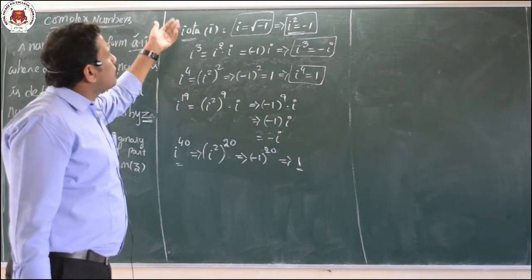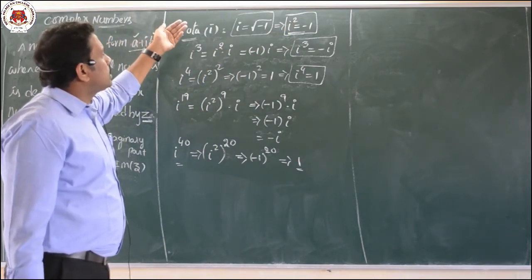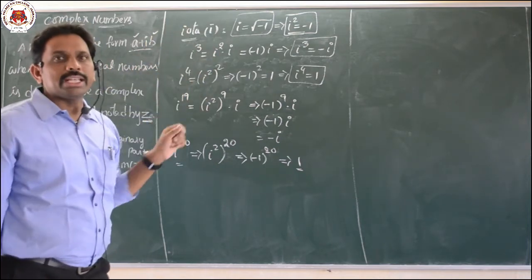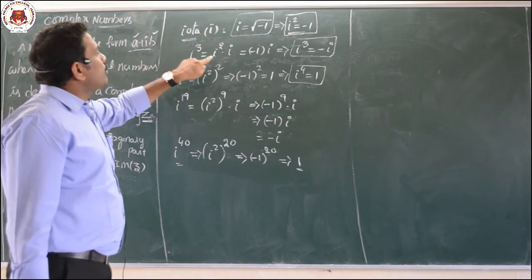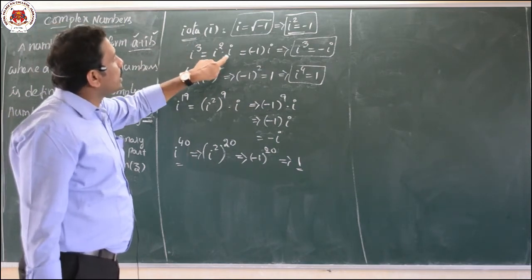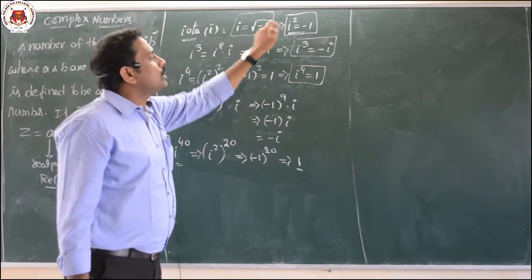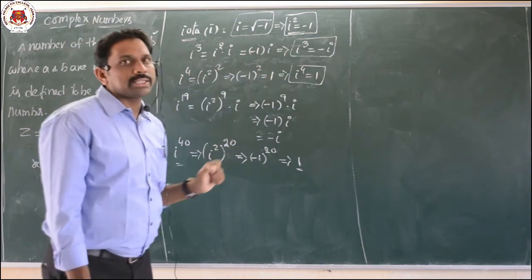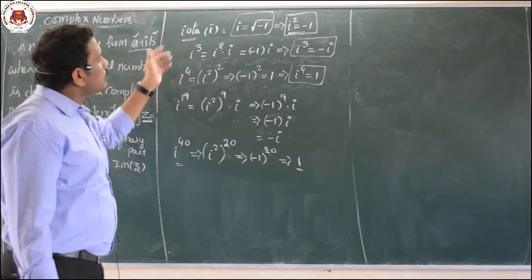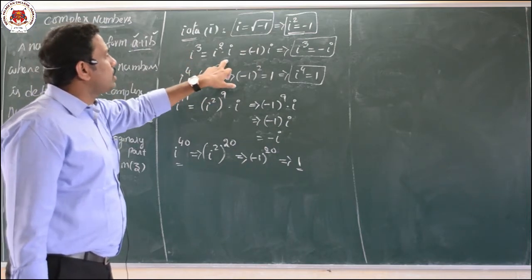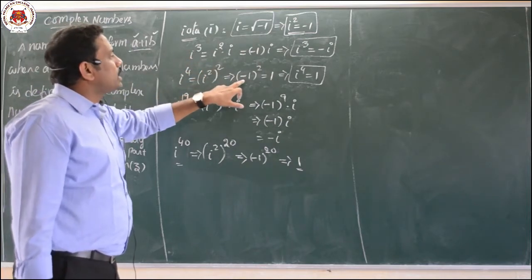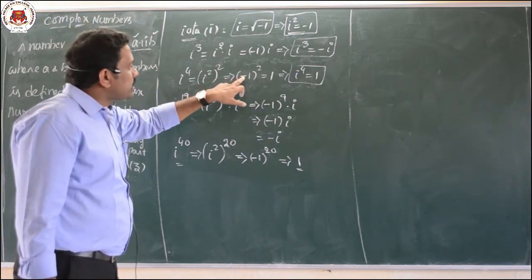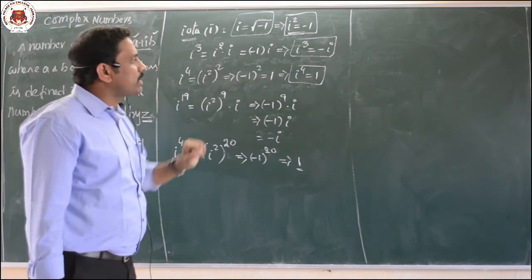Whatever i power is there, you convert it in terms of i square, then only it is easy to solve. So i cube we can write as i square into i. i square value, how much? Minus 1. Minus 1 into i is minus i. Next, i power 4, convert in terms of i square whole square. i square value is minus 1, and minus 1 to an even power means negative is converted to positive, so minus 1 square means 1.